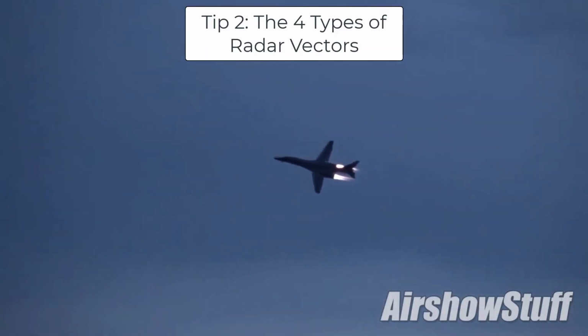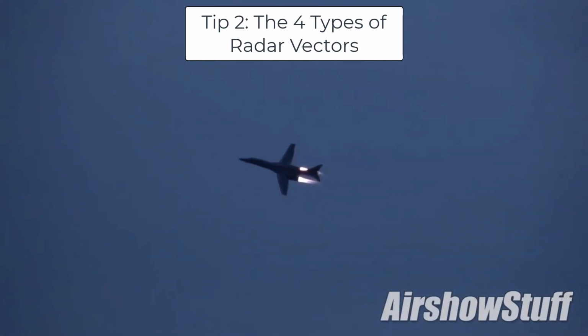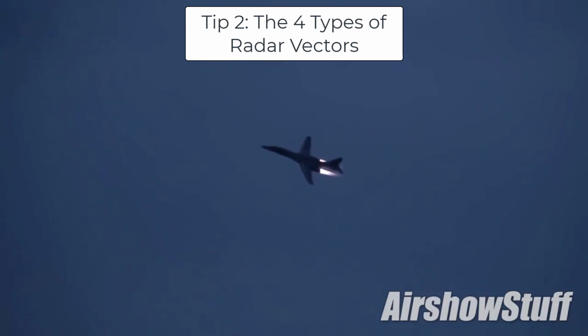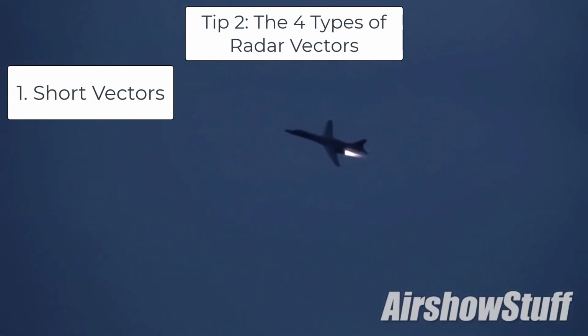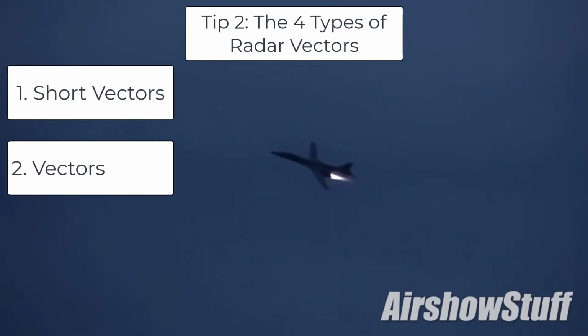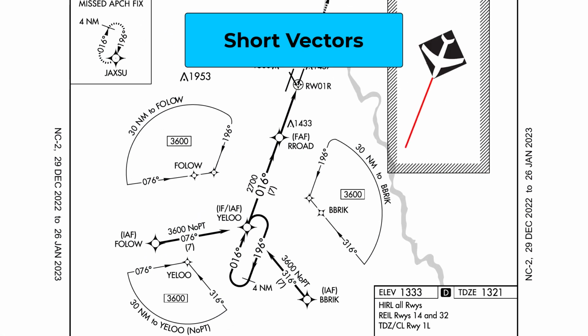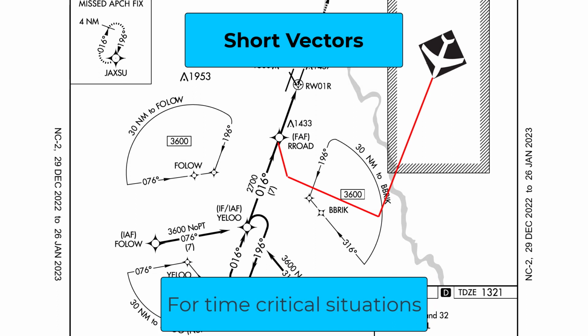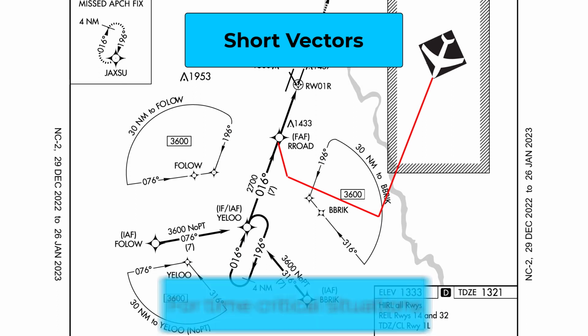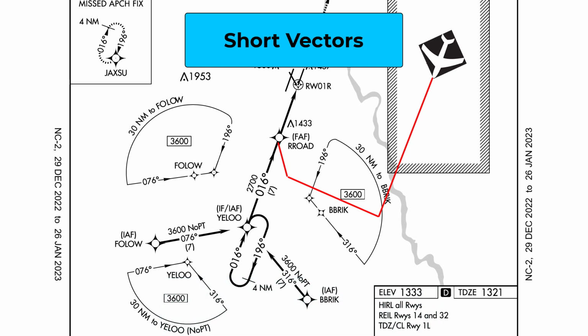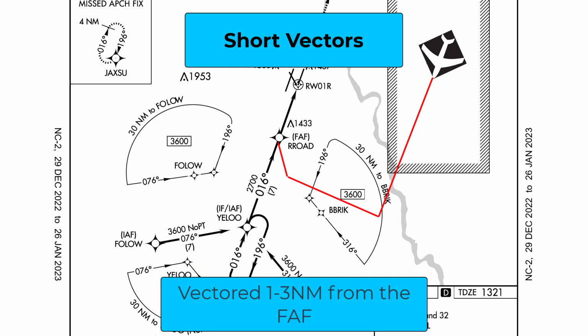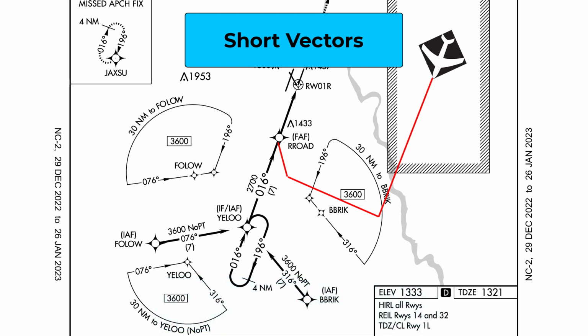My next tip is that there are actually 4 types of radar vectors, but most students really only use one. So the 4 types are short vectors, vectors, extended vectors, and penalty vectors. Short vectors are typically used in time critical situations. So that's like if you're in an emergency or if you have low fuel. Understand that when you request short vectors, they're going to put you somewhere between 1 and 3 miles away from the FAF, and you're basically asking to be slam dunked.